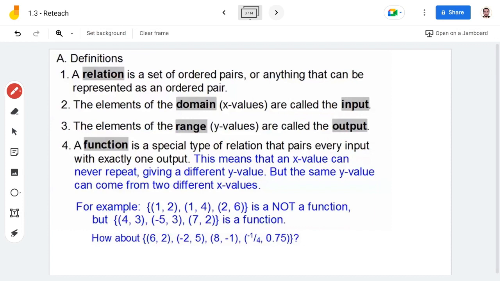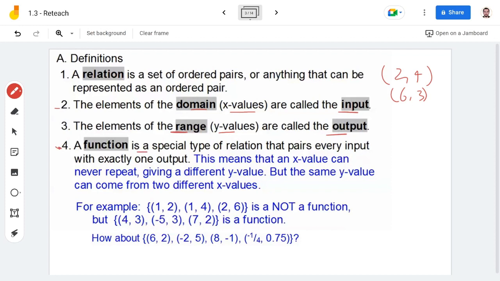A relation is a set of ordered pairs, or anything that can be represented as an ordered pair. So as you can see, like (2, 4) or (6, 3), all of these are ordered pairs. Number two: the elements of the domain are related to the x-axis, and we call them the input. The elements of the range are related to the y-axis, which is called the output.